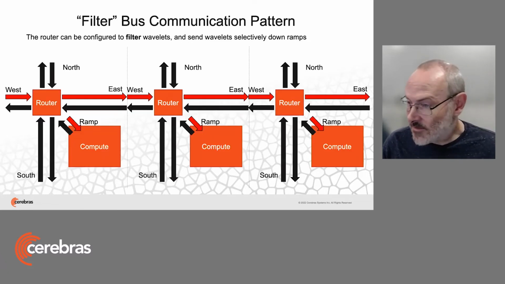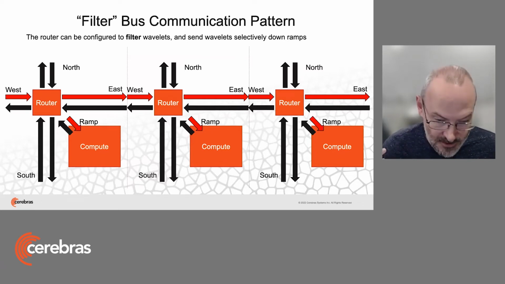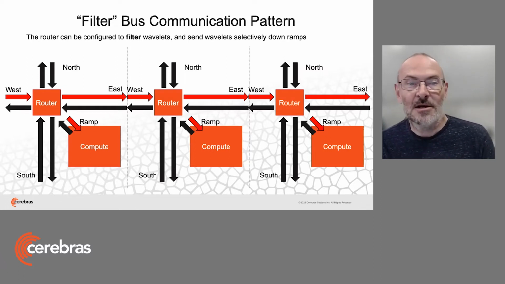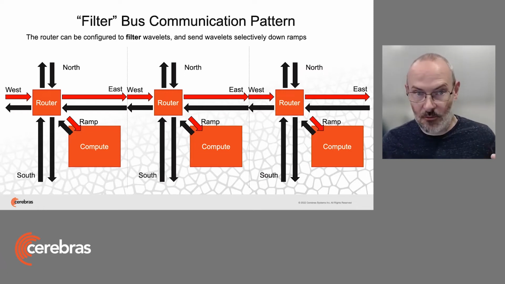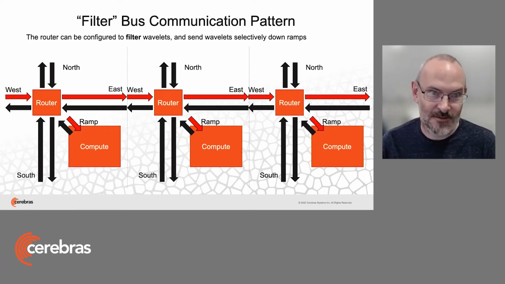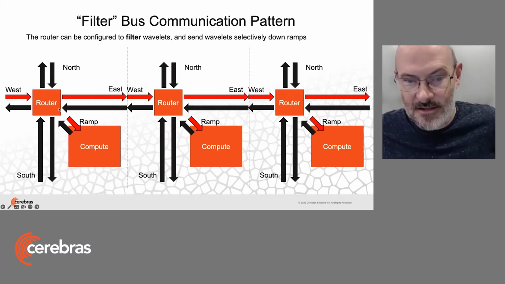Okay, so let's look at some other patterns that are provided inside CSL. They are more advanced to use but offer different capabilities. We have what we call the filter bus communication pattern. We do need to come up with a sharper name there, but it's literally a bus because there's a connection with one color going across, and it's a filter bus because we're configuring the router and compute to use a filter to decide what's going to happen.